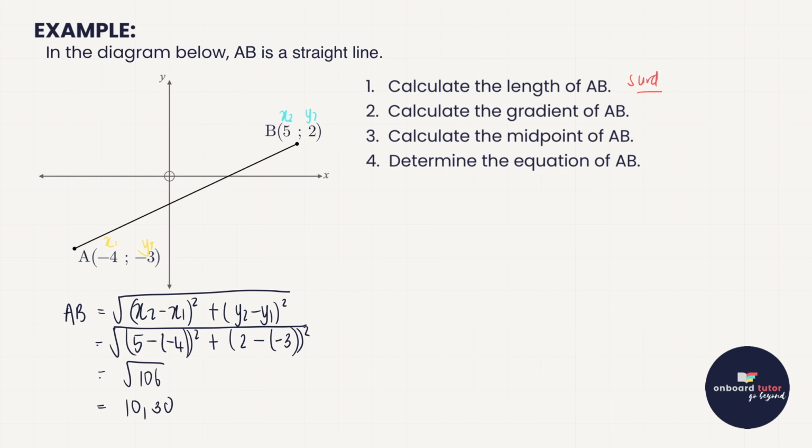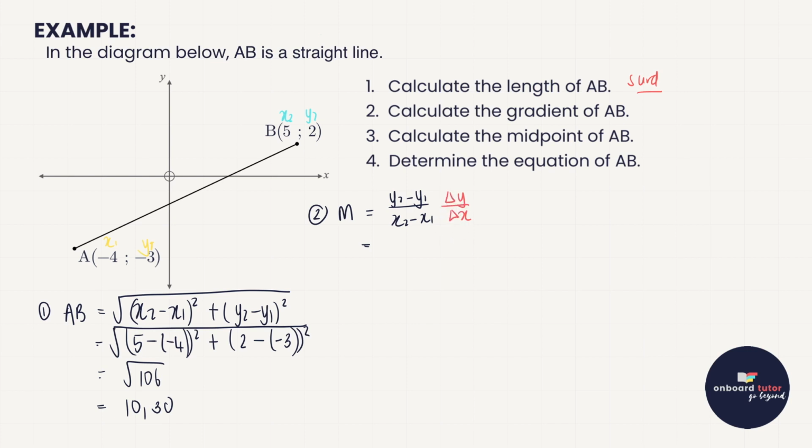Okay, next up, they want us to calculate the gradient. Gradient is m equals y2 minus y1 over x2 minus x1, and we're just going to sub in. Another notation here is you can say the change in y over the change in x. This is actually the Greek letter delta, and it means change.